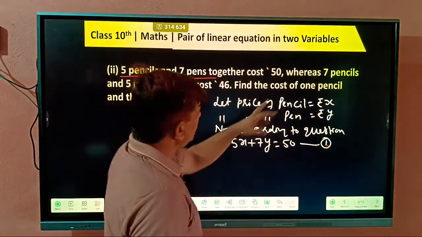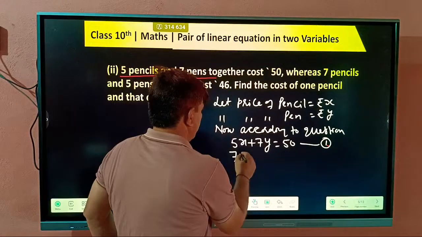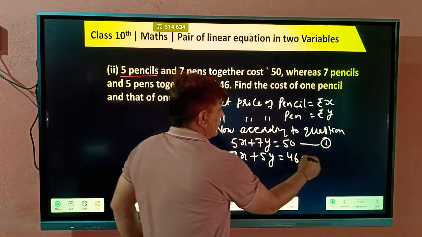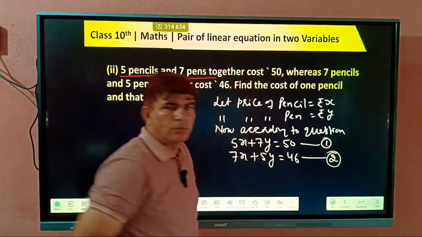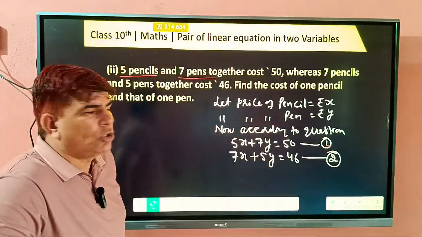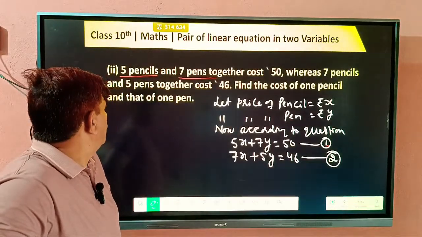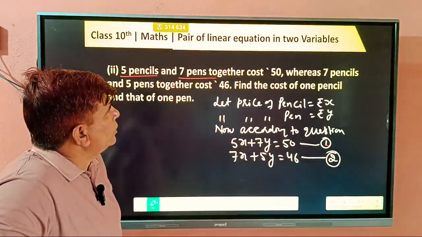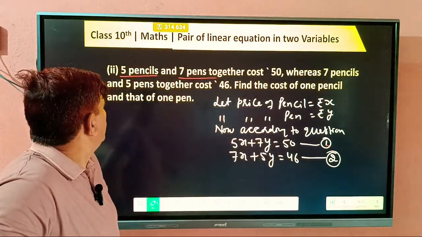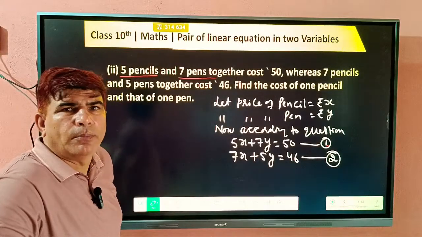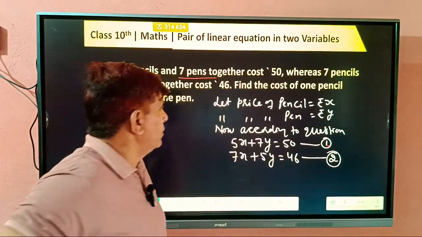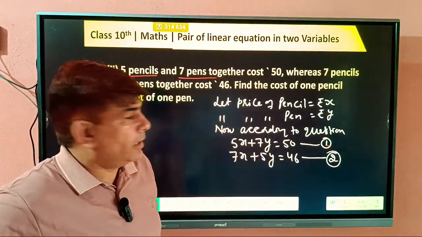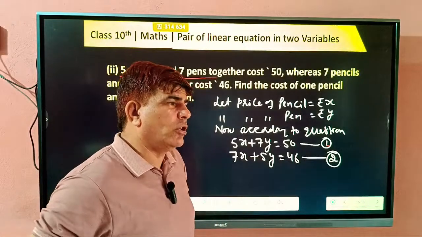Then 7 pencils means 7X plus 5Y equal to 46. This is your equation number 2. Find the cost of 1 pencil and that of 1 pen. You have to find the cost of 1 pen and 1 pencil. So easily we can find out. You can apply the graphical method. Otherwise, you can directly apply another method also.